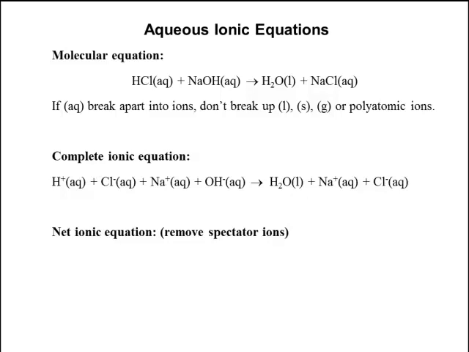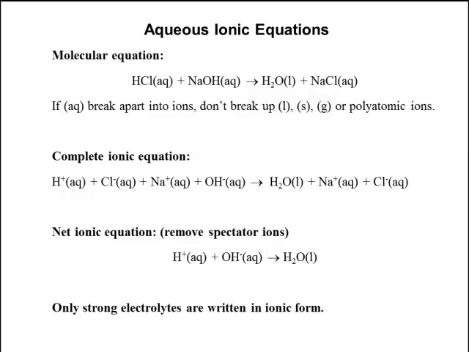When we remove the spectator ions, we end up with just H plus aqueous plus OH minus aqueous going to form water, liquid. That is the overall equation, the overall reaction that's occurring, is really just that H plus and OH minus combining to form water. The Na plus and Cl minus are still there, but they didn't do anything. We started with them dissolved in solution, we end with them dissolved in solution. So these types of equations we can write out for these aqueous ionic reactions, so that we just get it down to what ions are actually involved in the reaction.